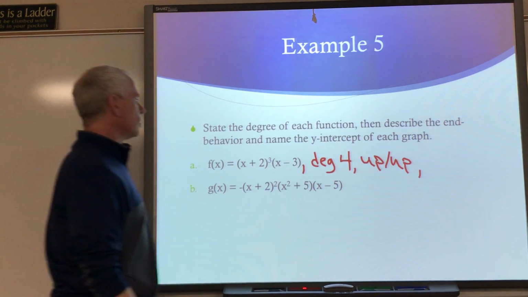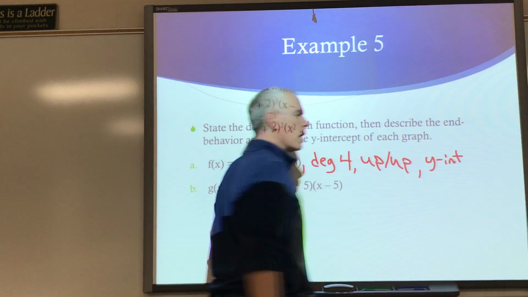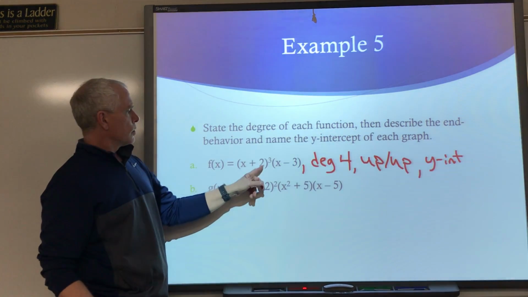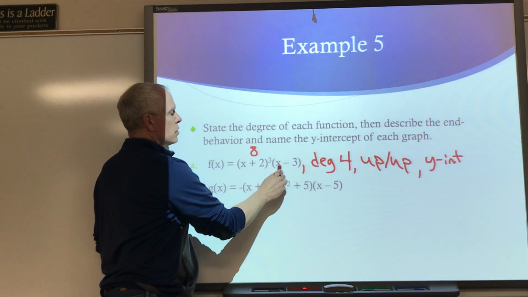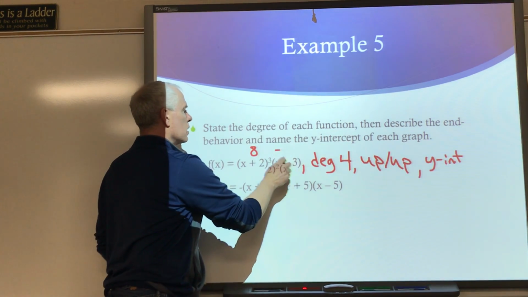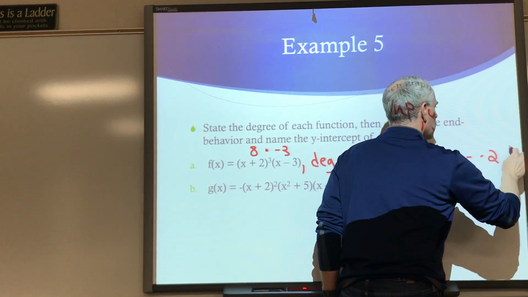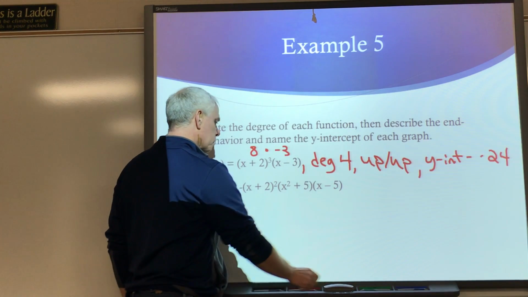Name the y-intercept. The y-intercept occurs when you put a 0 in for x. So 0 plus 2 is 2, to the third power is 8. 0 minus 3 is -3. And 8 times -3 is -24. So we've answered that one.